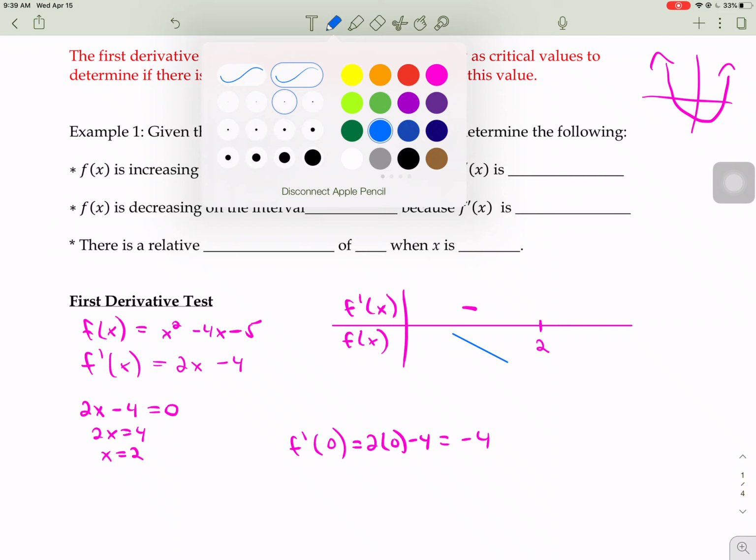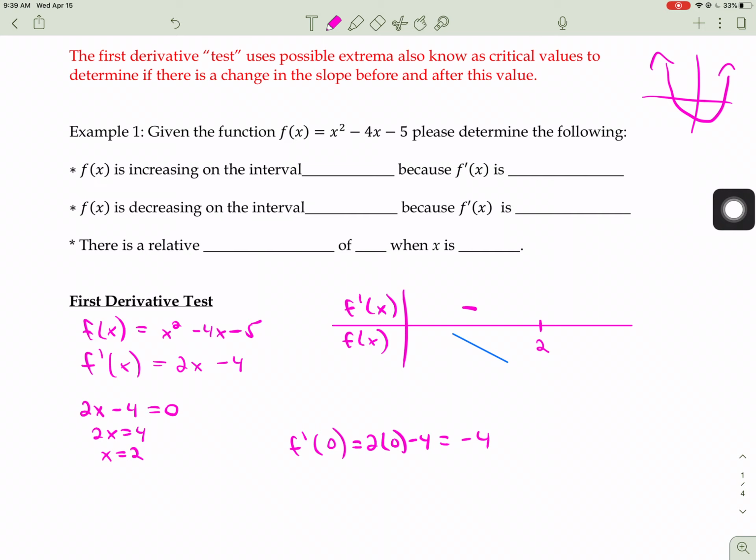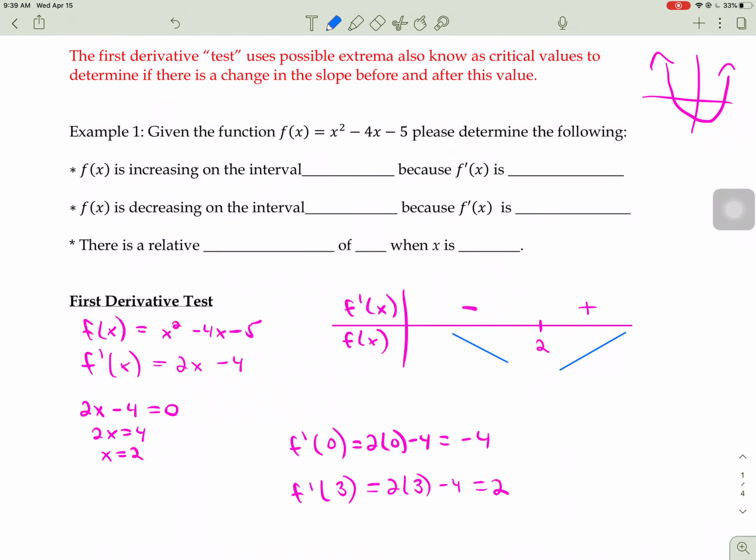I like to just draw a little decreasing. And now, you might be able to predict what's going to happen on the other side. What happens when you plug in a number greater than 2? So let's find f prime of 3. 2 times 3 minus 4 is 6 minus 4 is 2. So the slope is 2 at that point. It's positive, which means it's going up. So if the slope is negative to the left of 2 and positive to the right of 2, which is kind of what our picture showed, negative slopes of tangent lines, positive slopes of tangent lines, that means we're going to have, at this point, a minimum.